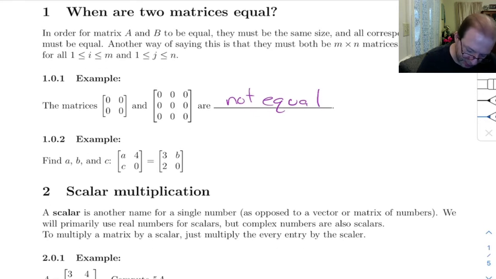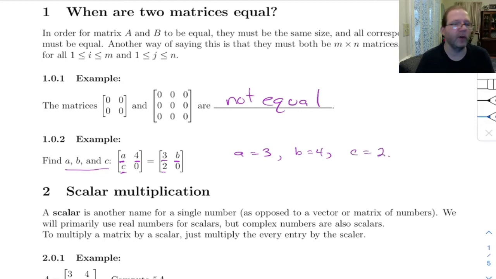The second example here says find A, B, and C. Well, if we're told that these two matrices are equal, then this entry and this entry have to be the same. So A is 3. B has to be 4. And C has to be 2. So not a whole lot going on really with those two examples.